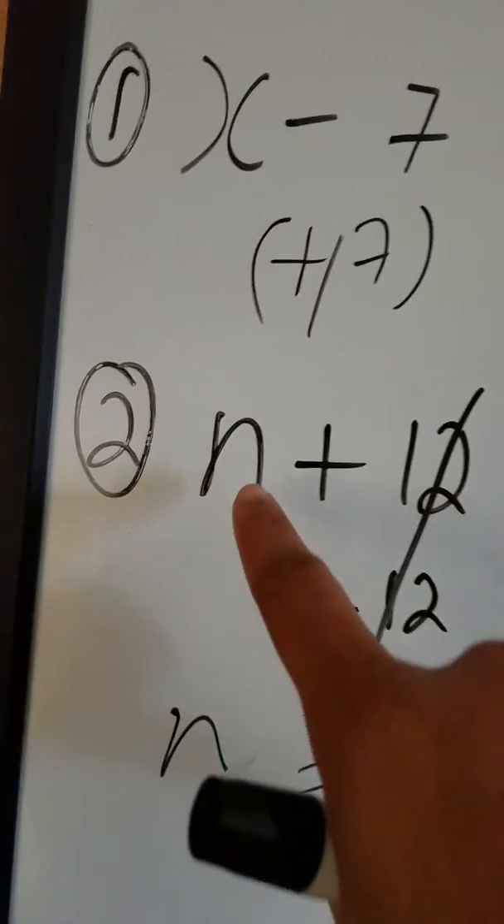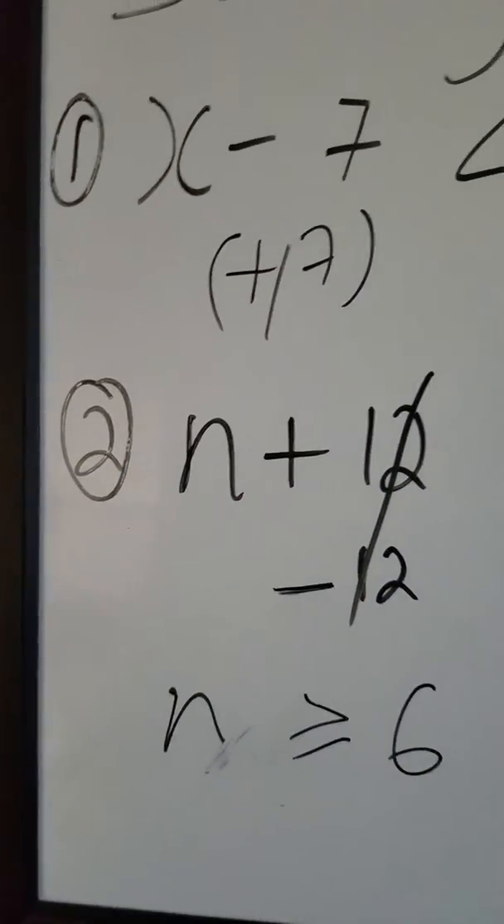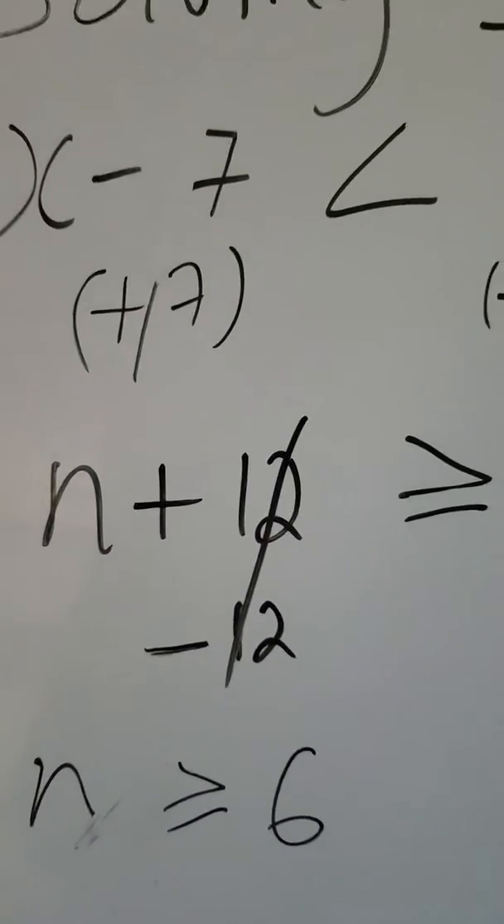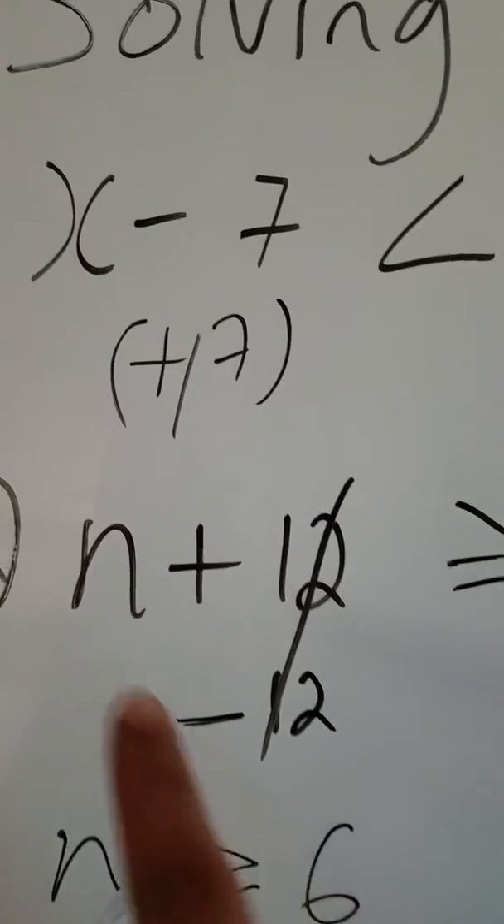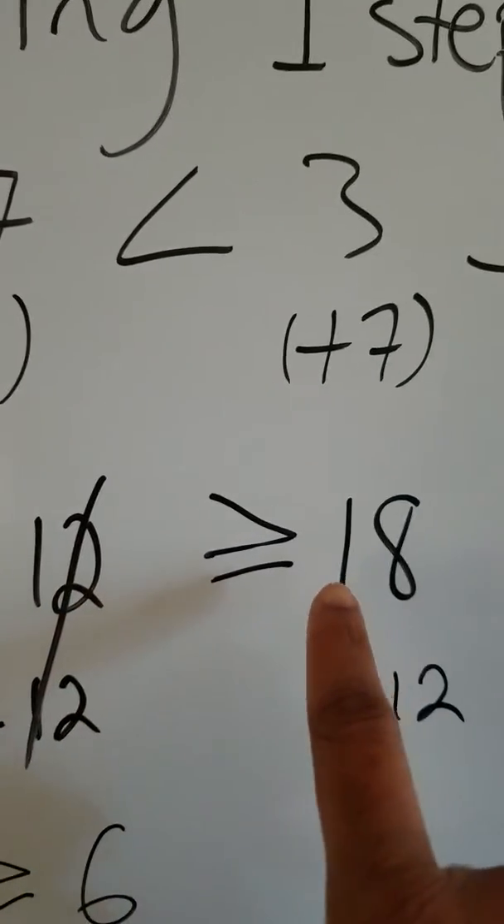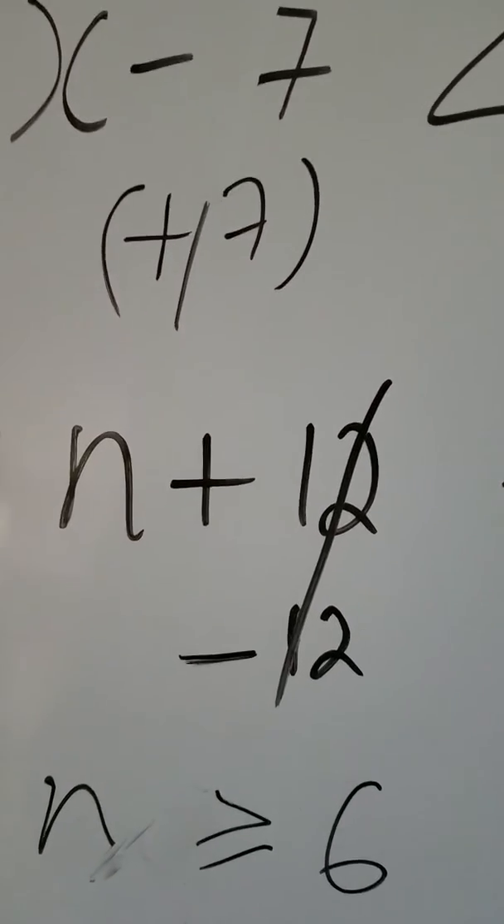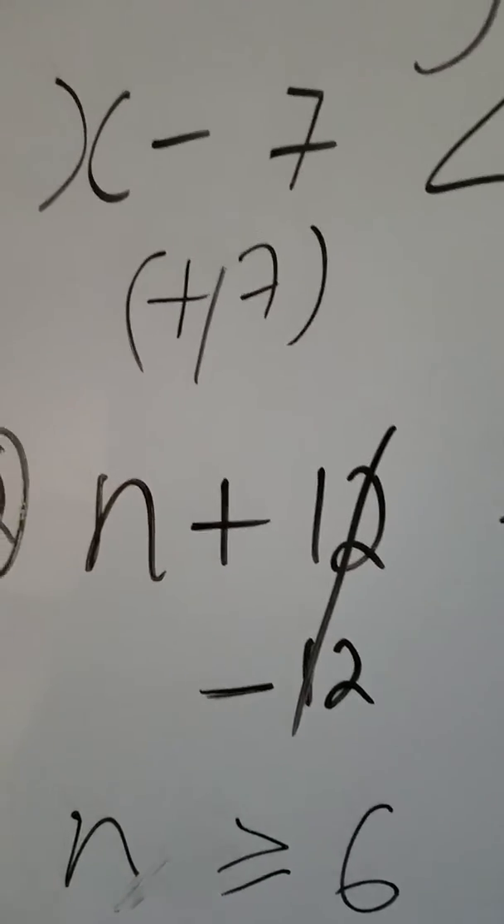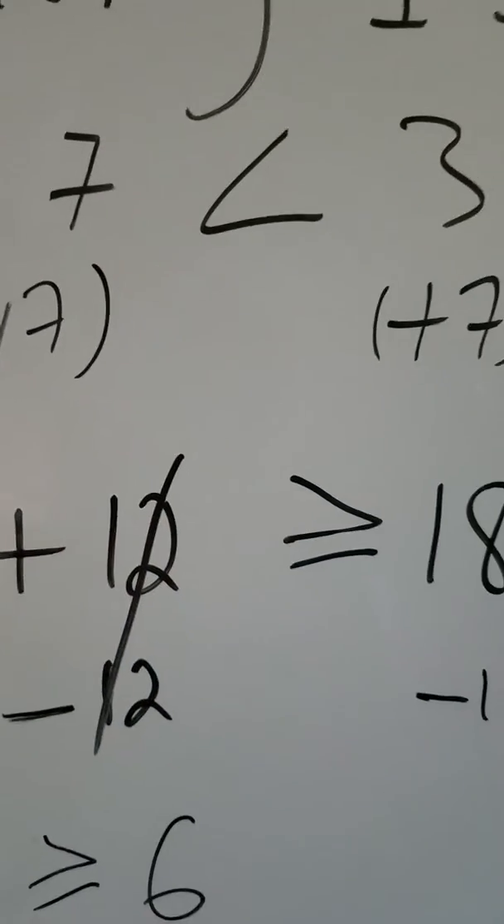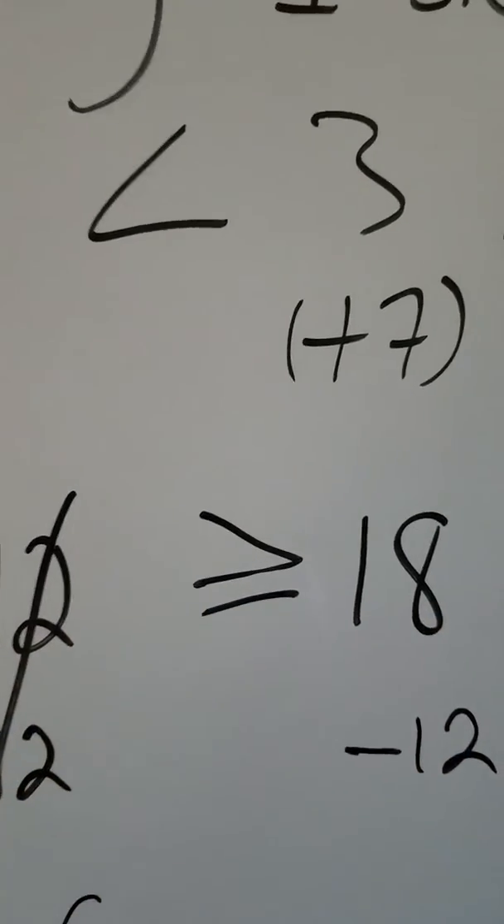And what happens when n is greater than or equal to 6? Well, first let's try when n is actually 6. We have 6 plus 12 is 18, and that's actually equal to 18. Let's try when n is greater than 6. Let's say n is 7. Then we have 7 plus 12 is 19, and 19 is indeed greater than 18.